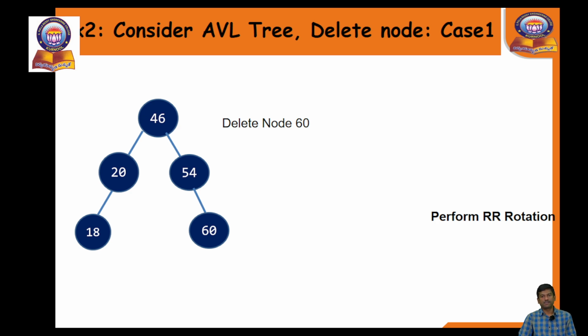And what is the question that has been asked? You need to delete the node 60. Observe how the node 60 is involved, whether it is the leaf node, or the node which contains only one child, or the node which contains 2 children, depending upon the case. So this is an example of case 1, by deleting the node 60.